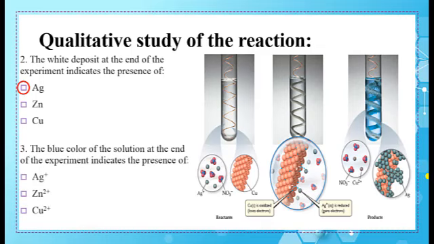Third, the blue color of the solution at the end of the experiment indicates the presence of Ag+, Zn2+, or Cu2+. We all know that the blue color is due to the presence of copper 2 ions, Cu2+, in the solution.